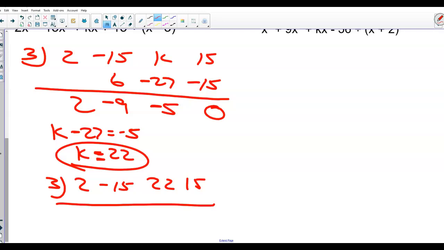So if I wanted to check my work, I drop the 2. 6, we get negative 9. Negative 27, we get a negative 5. And negative 5 times 3 is negative 15, which gives 0. So I know I must be right. It's the same thing on the next factor.